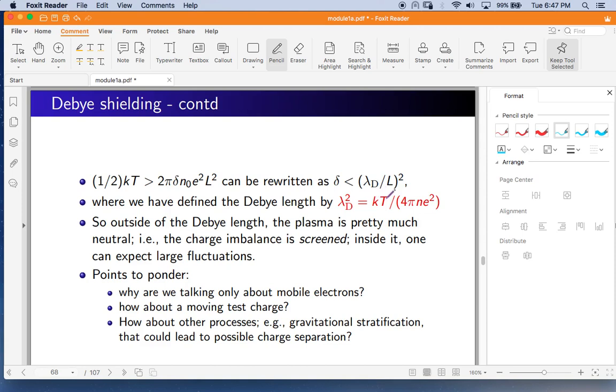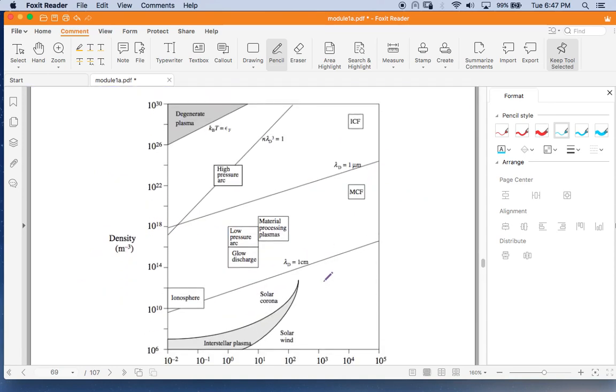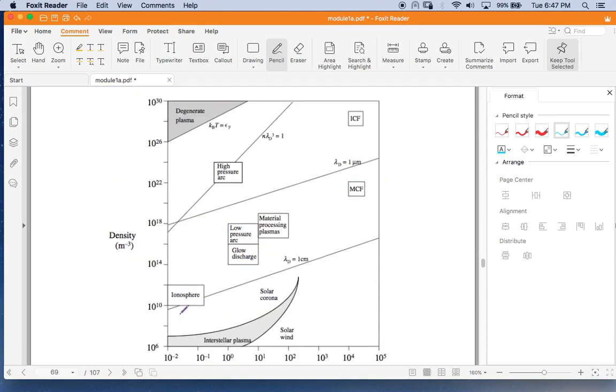Remember, lambda_D depends only on the temperature and the density. Given a particular temperature and density, you have lambda_D. So this is a line of constant lambda_D. Lambda_D is 1 centimeter, lambda_D is 1 micrometer, even smaller lambda_D. So a plasma can be considered quasi-neutral outside of, say, 1 centimeter for plasmas above this line.